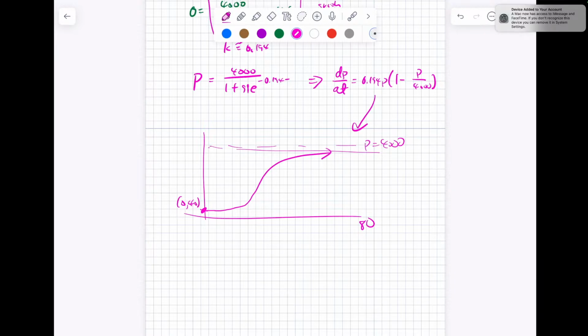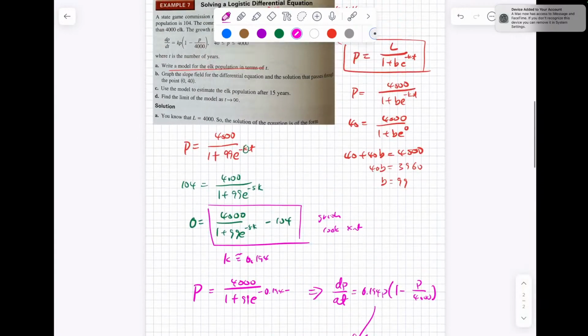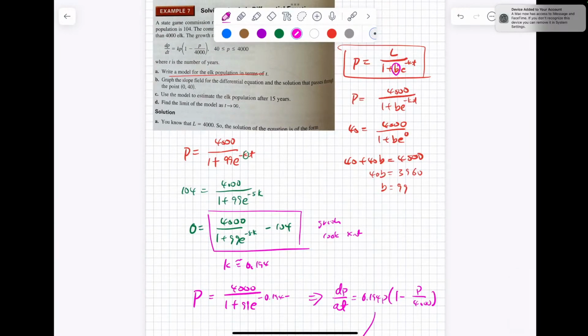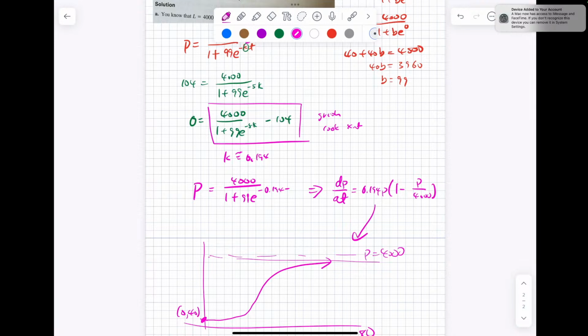Inside, you will have to find the value of B first. Once you find B, you have to find K. Once you find K, you can actually convert this to the original equation. I just replaced the K with 0.194. B is not in the original equation. B is a constant after you plug in the initial conditions.